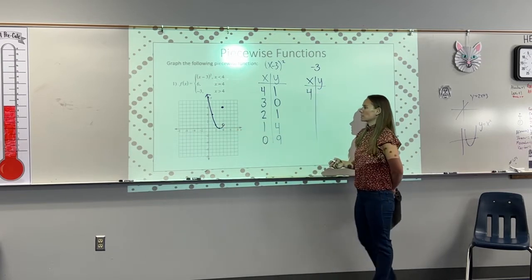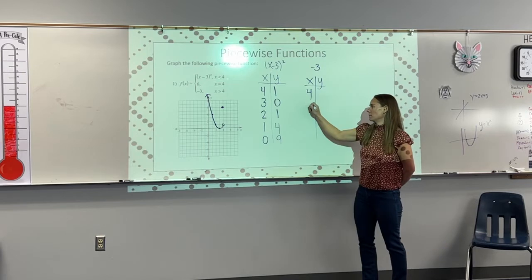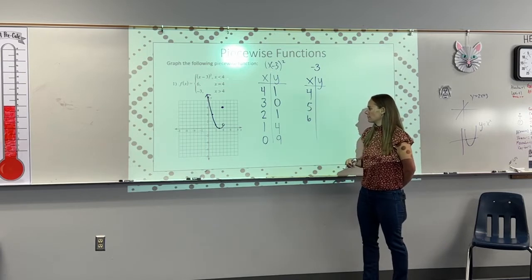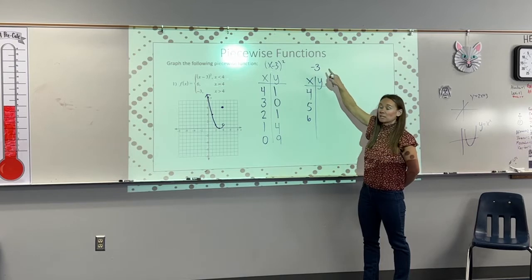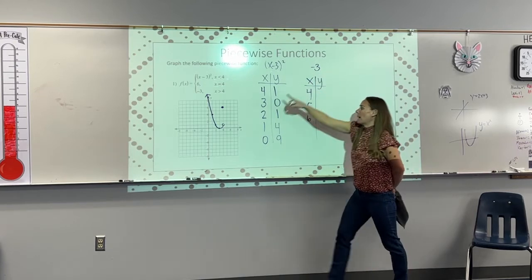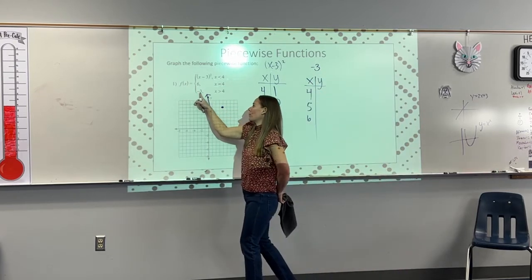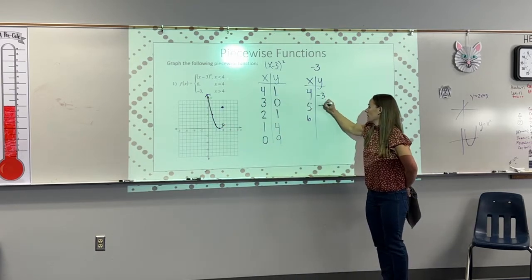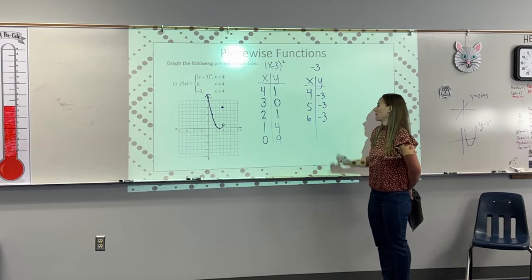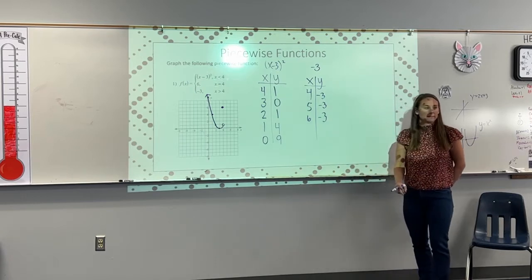And then what are some numbers that are bigger than 4? 5, 6, etc. Okay, this equation says, again, make sure you're listening, this is a weird one, that my y values are always negative 3. So I'm just going to put a negative 3 and a negative 3 and a negative 3 here. In other words, it's a flat line.